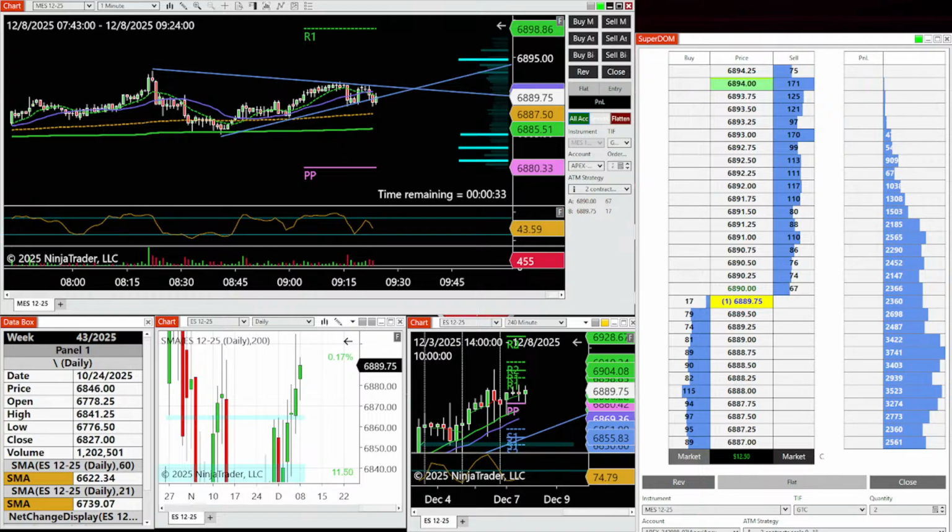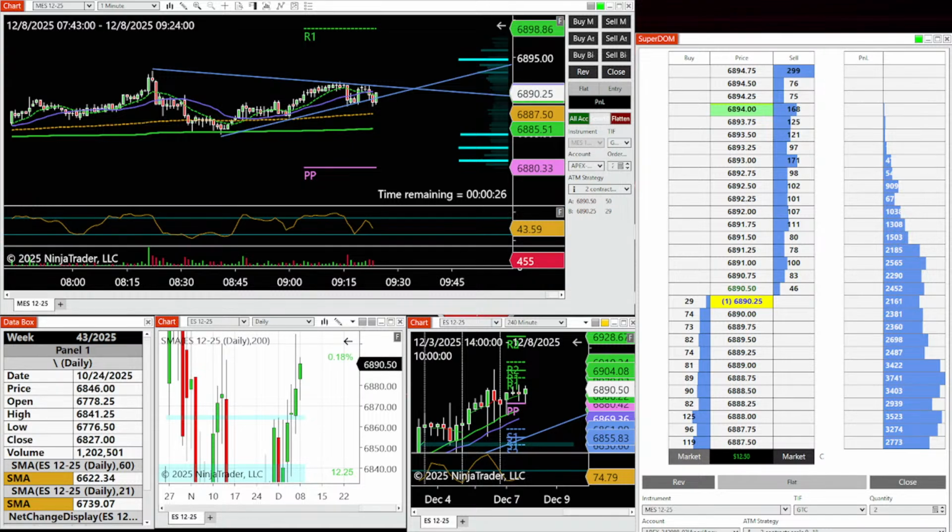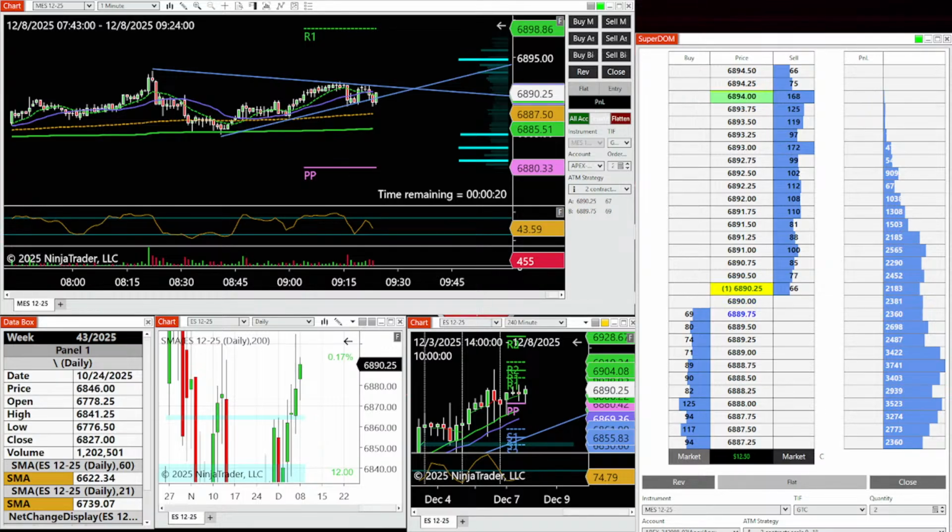Market will be open in about 17 minutes. 7 minutes. In about 7 minutes, the market will be open.